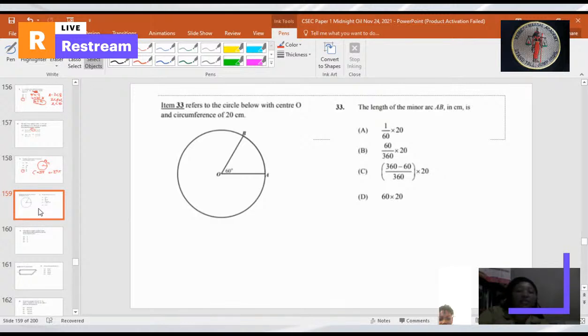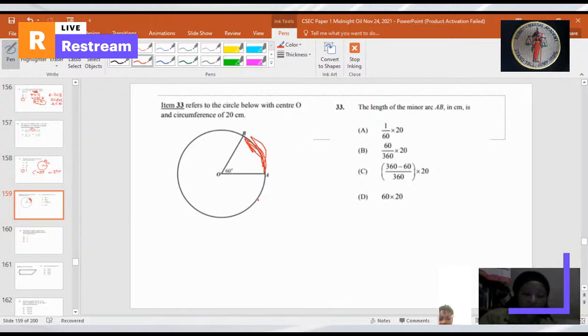Item 33 refers to the circle below which has center O and circumference 20 centimeters. The length of the minor arc AB in centimeters would be what? How would we find the length of the minor arc if the circumference is 20 centimeters? So the minor arc would be this distance here, along the curved edge. Right there, that's the arc.